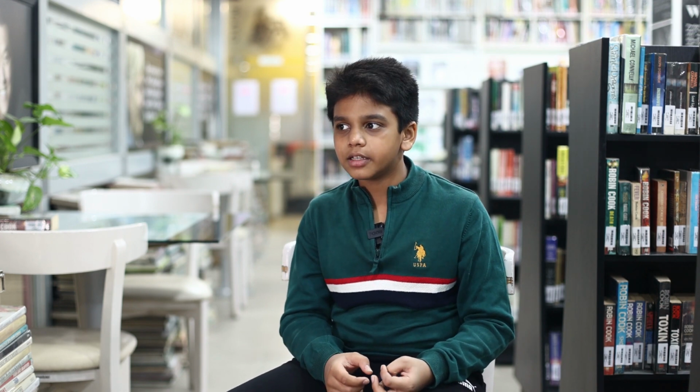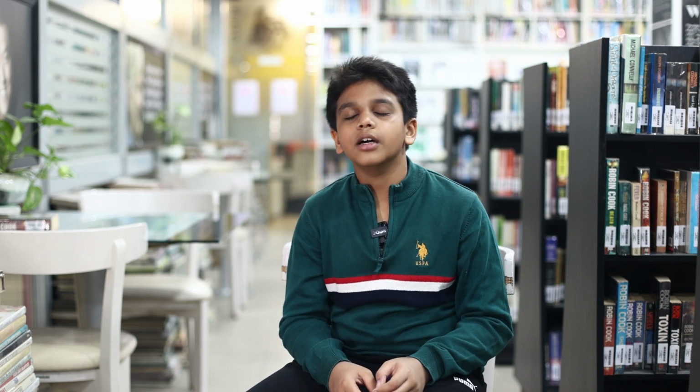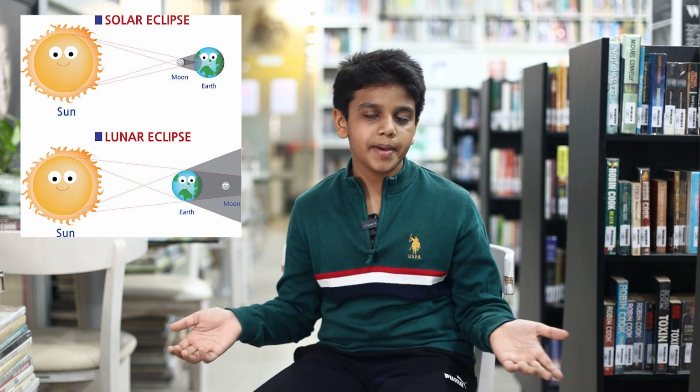Okay, now we're going to be talking about eclipses. You've always seen those things and wondered, what is an eclipse? That sounds so interesting. Yeah, okay. So there are two types of eclipses, a solar eclipse and a lunar eclipse. Yes, this happens in space.